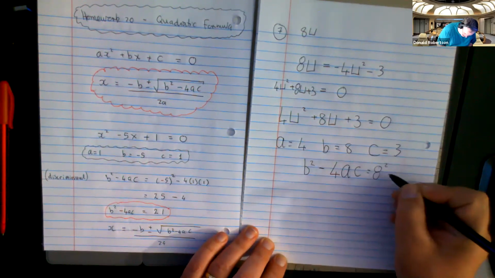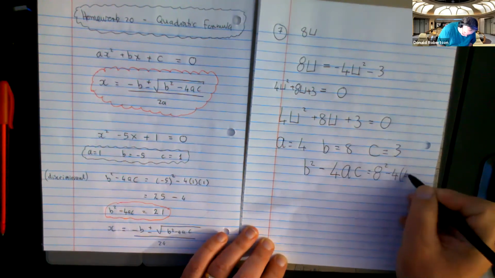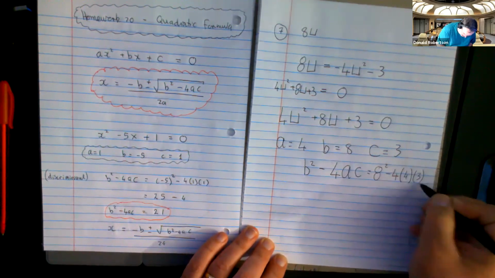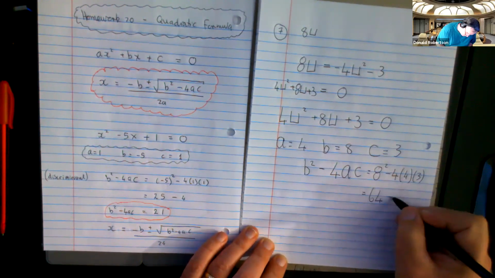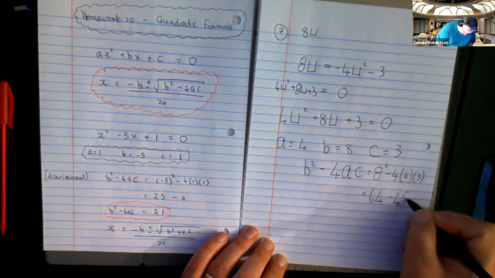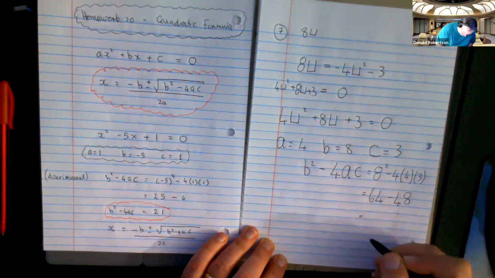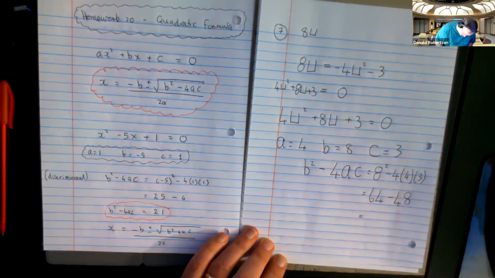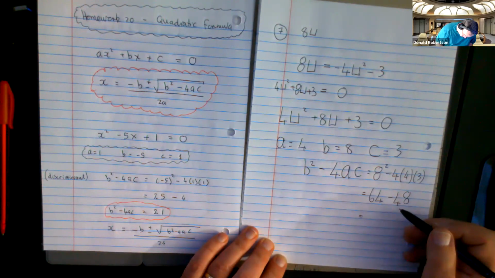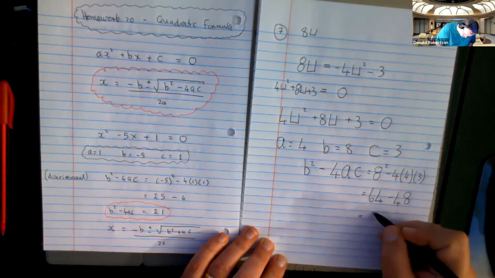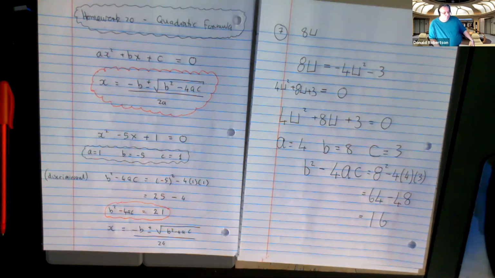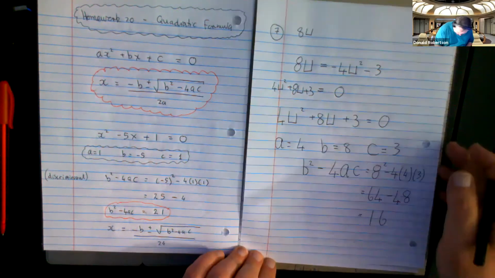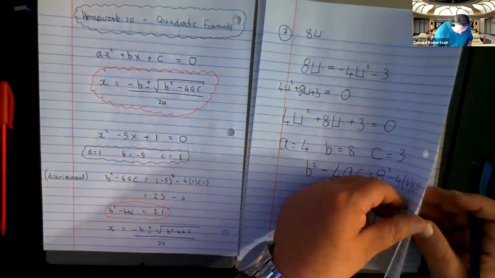8 squared take away 4 times 4 times 3. Well, that's going to be 64, take away 48. Oh, God, what number is that? Evidently, I was wrong. You can factor that. And that's fine. Quadratic formula doesn't care that I didn't do it as a factor.